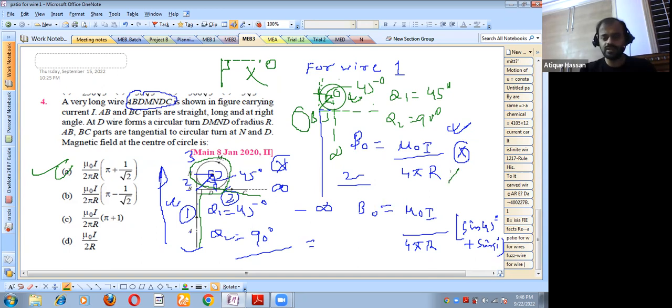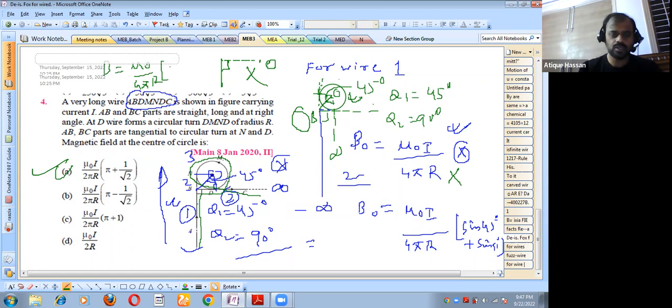So the magnetic field will not be exactly mu naught I by 4 pi r. Also, a sine 45 term will be added, right? So due to the first wire, what will be the exact magnetic field? Mu naught I by 4 pi r, 1 plus 1 by root 2. This will be the magnetic field at the point due to the wire in the first case. The additional term 1 by root 2 has to be added. Getting my point? Understood?